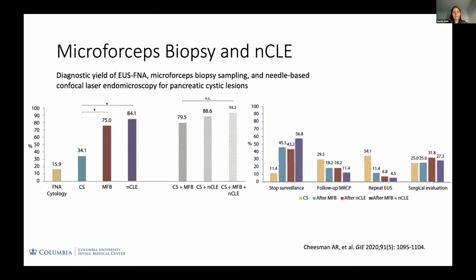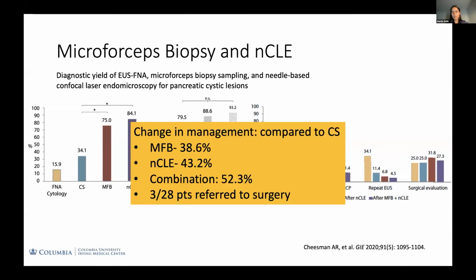And here you can see that adding both the biopsy samples as well as confocal to the conventional method has a significantly higher diagnostic yield. Importantly, it also changed clinical management. Using the combination of forceps biopsies and confocal actually helped change management, including recommending stopping surveillance of patients, further imaging, repeating the EUS for further tissue, or sending patients for evaluation.